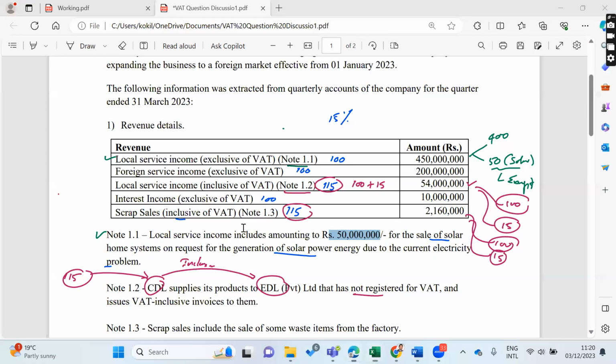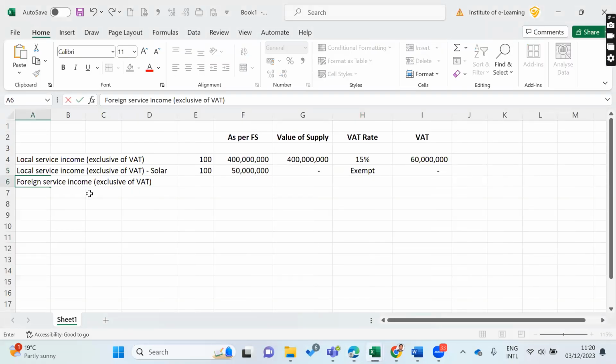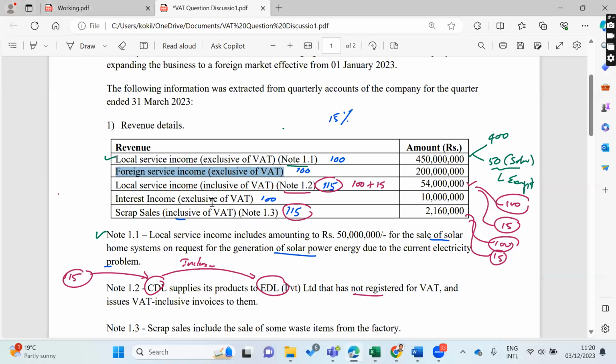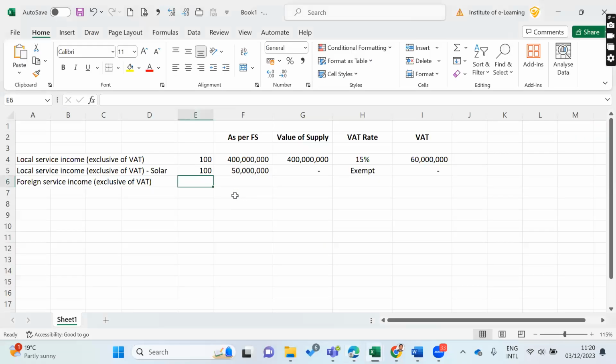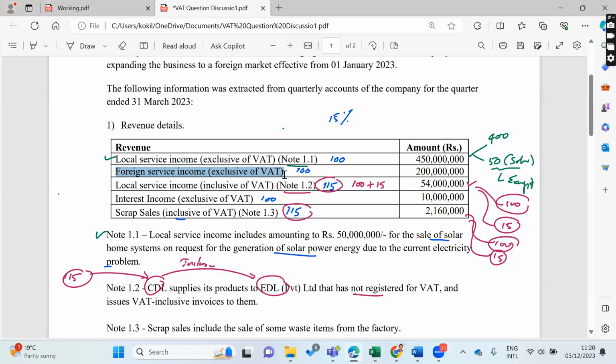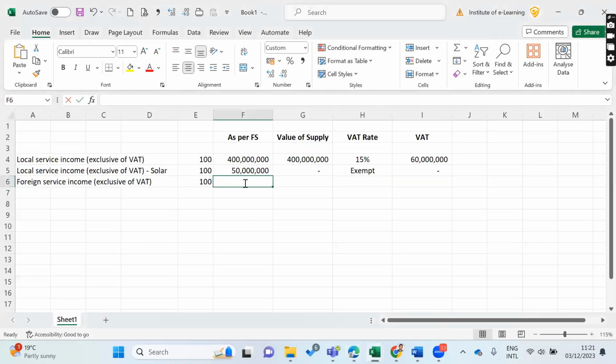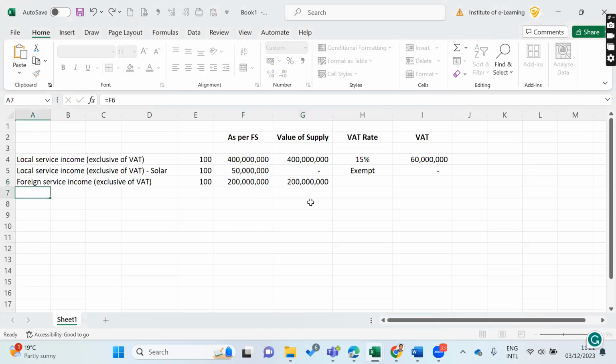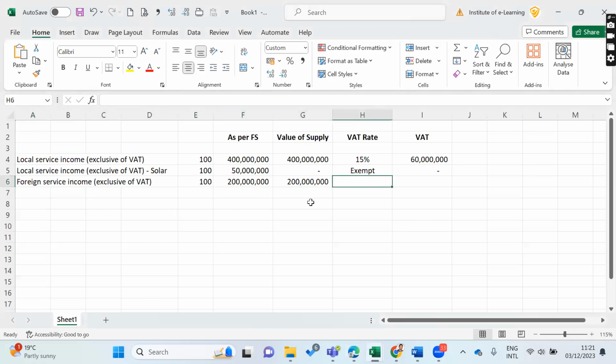So the second part, the foreign service income exclusive of VAT. If you have foreign service income, you have to take it, and if you have foreign service income exclusive of VAT in 100, you have to think how much the VAT component should be, because you have to carefully look at what the tax rate for export is, right? So we'll consider this as value of supply. For export, you can claim the rate, what is that?